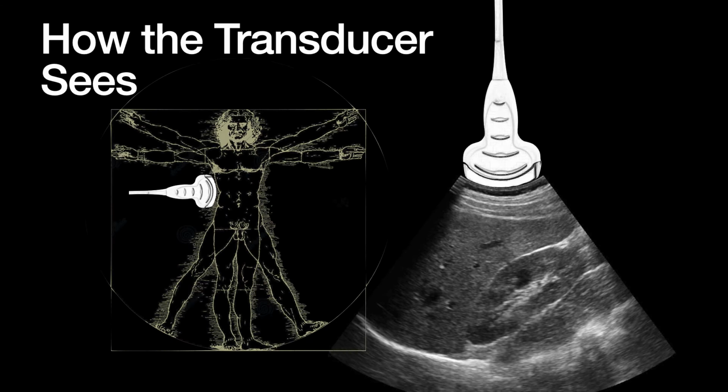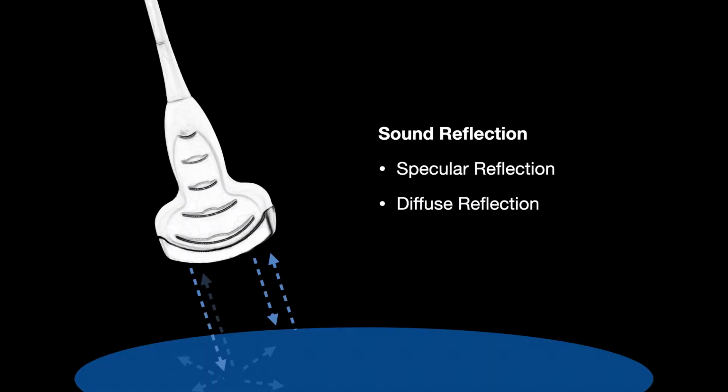So as we apply this to the patient that we're scanning, what's close to the skin surface will appear towards the top, and what's farther away from the skin surface will appear towards the bottom. And the brightness that's on the screen is a reflection of the intensity of that reflected sound wave that's picked up by the transducer.